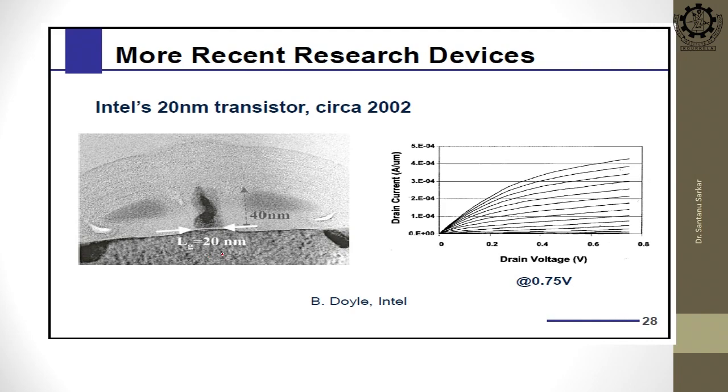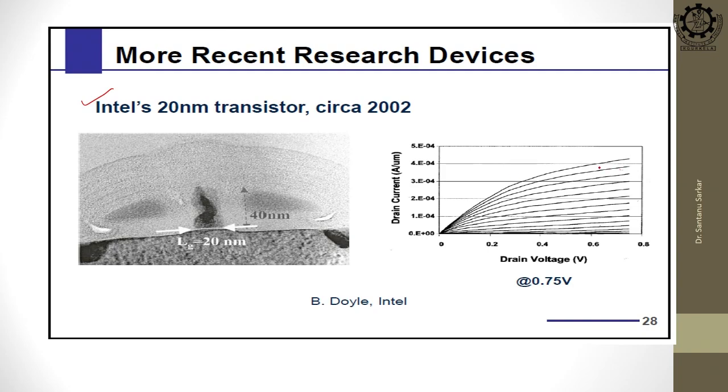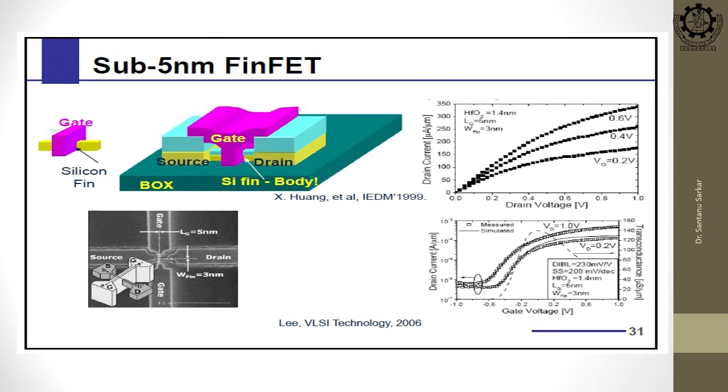This is even smaller, that is 20 nanometer. This is Intel's 20 nanometer, courtesy of B Doyle. You can understand that as we shrink the length, your control over the device is reduced. All the short channel effects, which we normally see for large channel devices, start to appear, and the current characteristics start deviating. This current characteristic is deviating and it is very difficult to control.